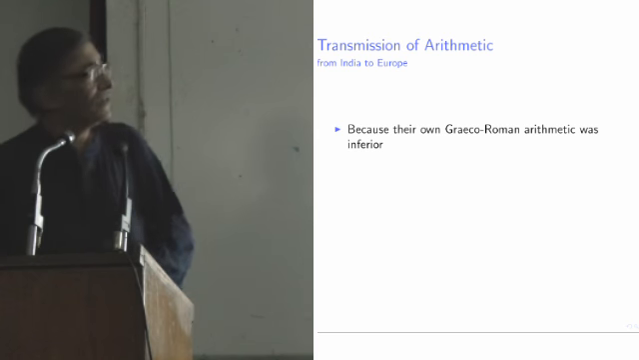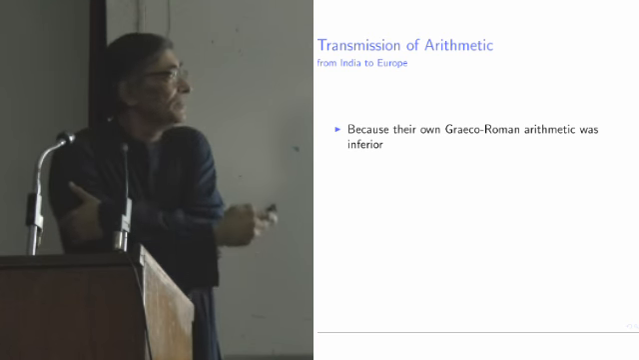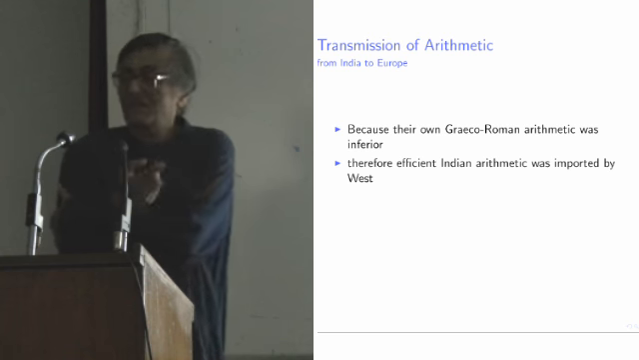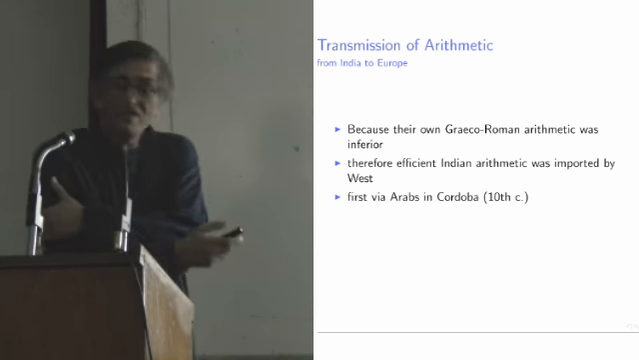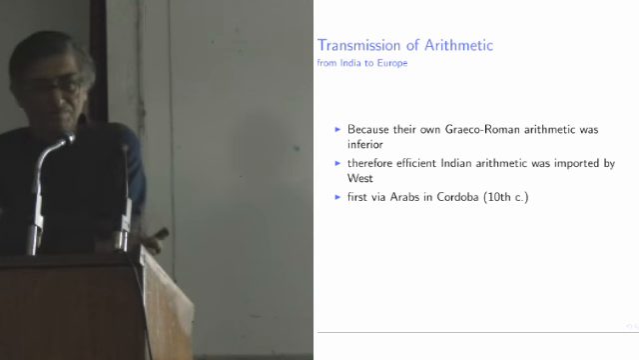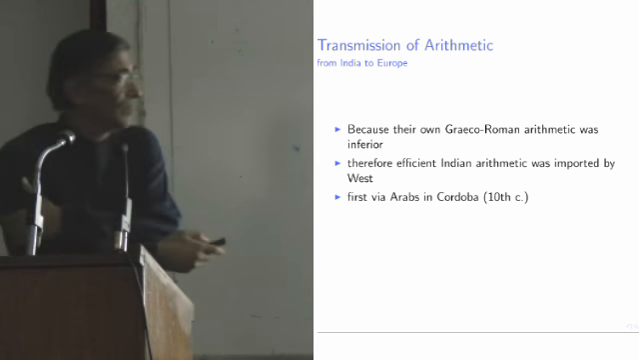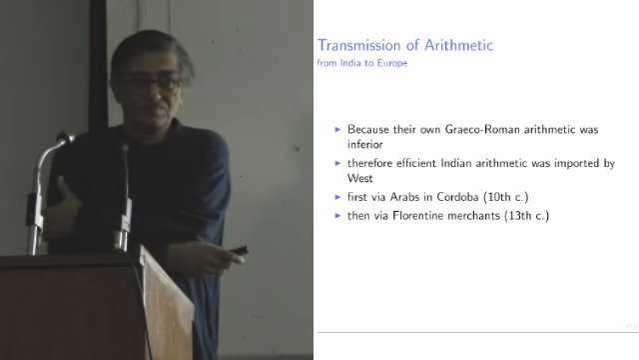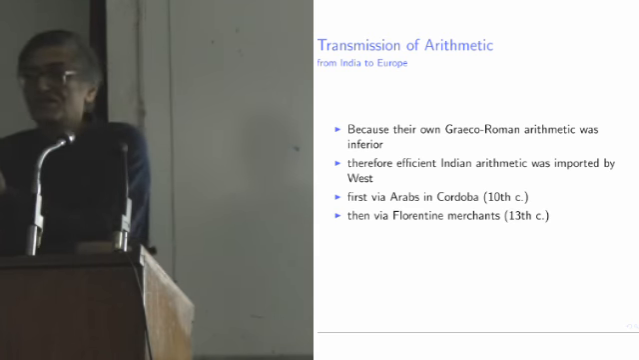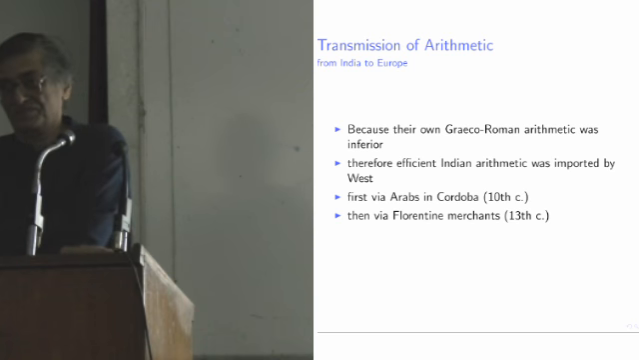Because Greek and Roman arithmetic was inferior, the efficient method was transported. That's what we look for, efficient methods. First it went via Arabs in Cordoba. That was around the 10th century. Then it went through Florentine merchants because it gave a comparative advantage in commerce.